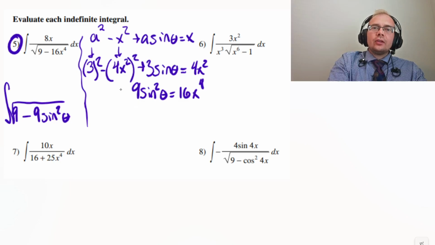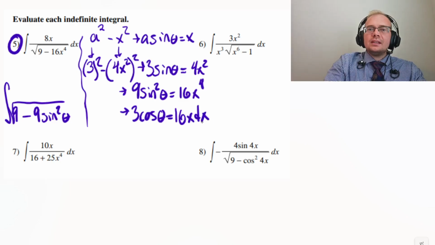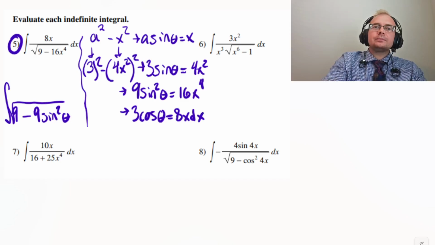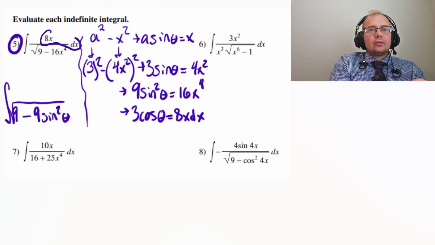So taking the derivative would look like this. 3 cosine theta equals 16x dx. Oh, hold on. Nope, 8x dx. I was like, hold on, that didn't sound right. I was looking at the previous line. So I'm taking the derivative of 4x squared with respect to x, and that's going to be 8x dx. And that's actually already equal to this right here.